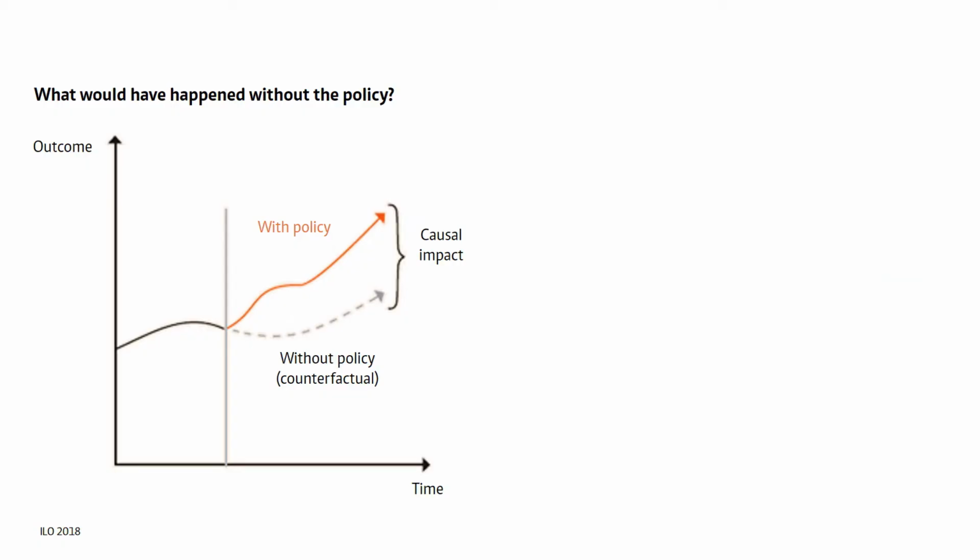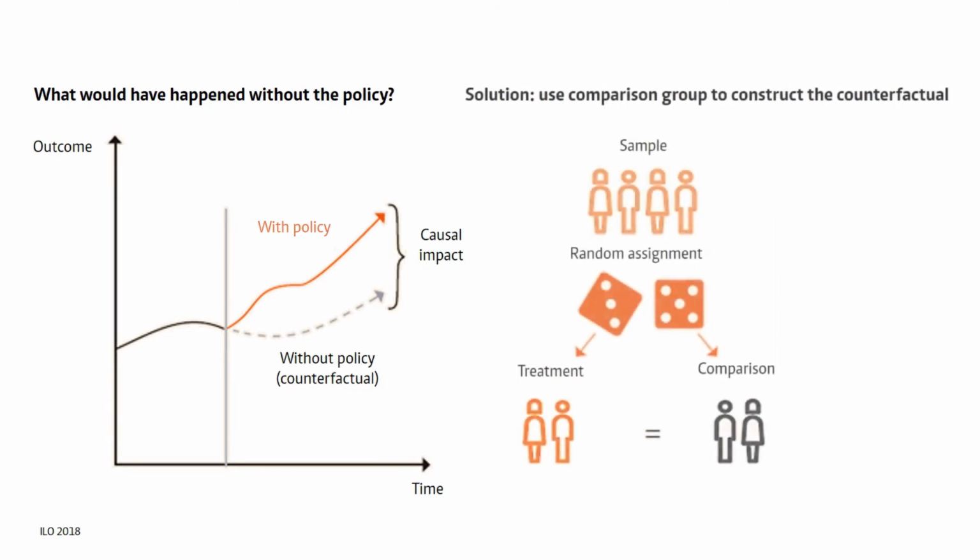The key question you have to answer is, what would have happened without the policy? This is the so-called counterfactual. We use comparison groups to construct that counterfactual. The gold standard to obtain such a comparison group is to assign individuals, households, or firms randomly to some policy treatment. This is the classical experiment.